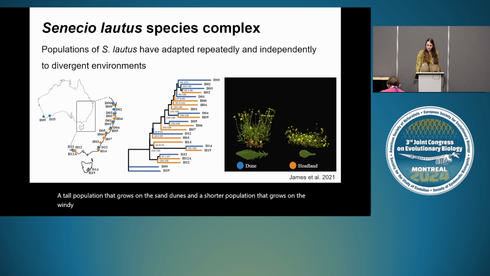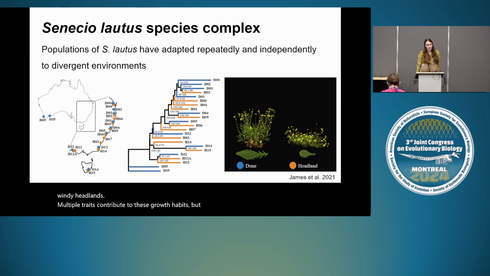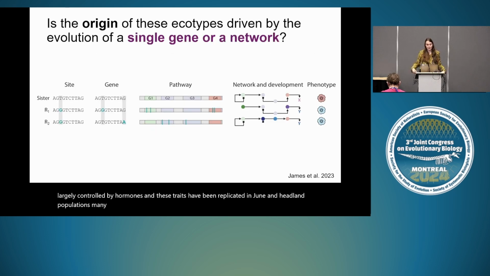headlands. Multiple traits contribute to these growth habits, but many of these traits are ones that are largely controlled by hormones. And these traits have been replicated in dune and headland populations many times, and we want to know if the origin of these ecotypes is driven by changes at the nucleotide, gene, pathway, or network level.